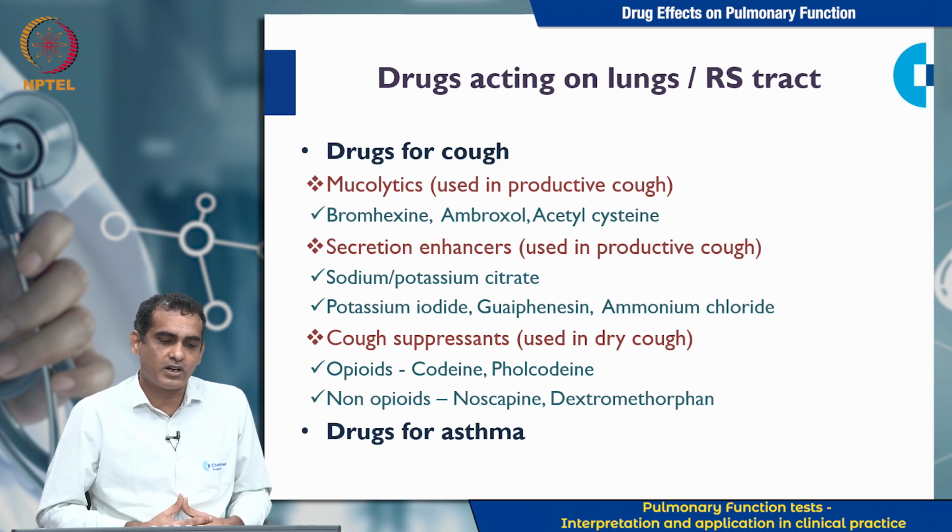On the contrary, we have drugs like codeine or pholcodine, which are all opioid medications. We also have non-opioid medications like noscapine or dextromethorphan. These medications are called cough suppressants. These drugs do not act in the periphery, the lungs or respiratory tract. They go to the brain. There is a cough center, and they suppress the cough center, thereby reducing the cough. We don't use these medications in productive cough. We use them only in chronic cough or allergic cough, where we don't suspect infection, but the patients have been suffering with cough for a longer time, and hence we use these medications to suppress cough.